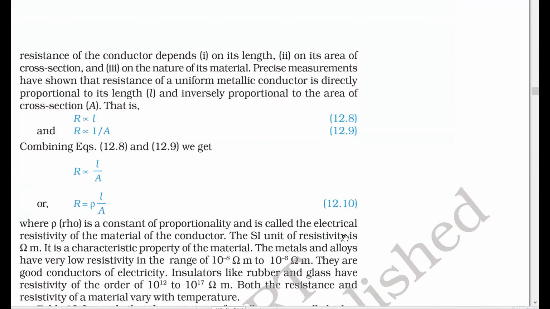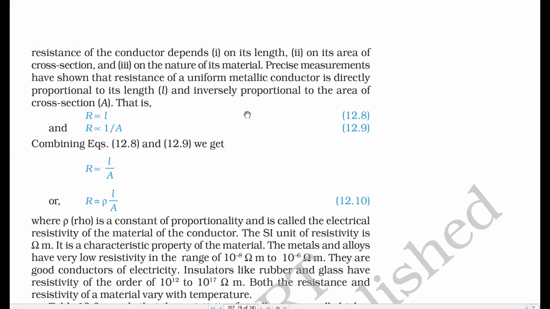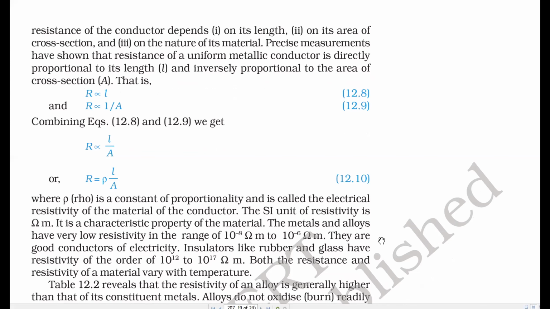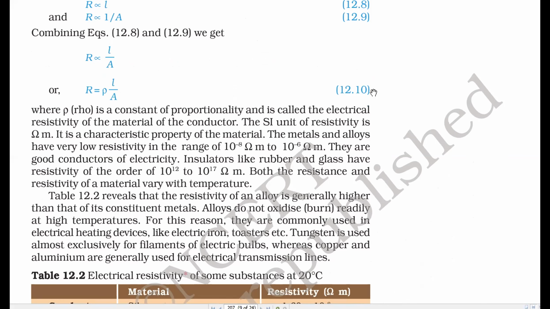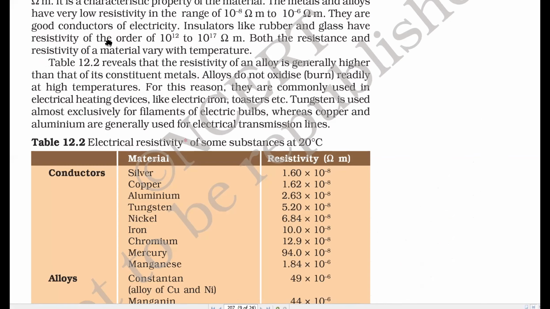Okay, SI unit of resistivity is ohm meter. Unit of resistivity is ohm meter. Then the metals, now we'll see this resistivity table also. So actually resistivity of insulators is very high. Okay, resistivity, actually resistivity is the characteristic property of material itself.